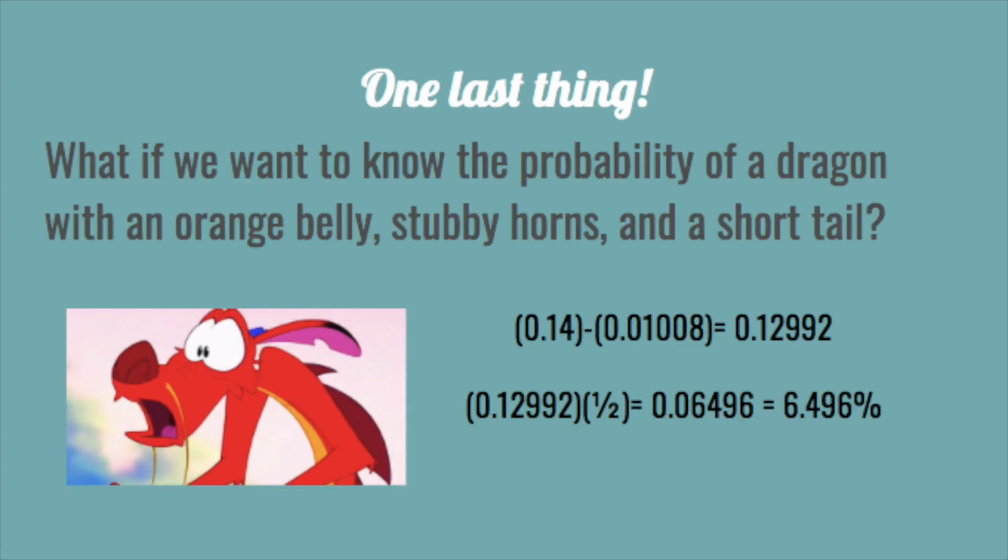What if we want to know the probability of a dragon with an orange belly, stubby horns, and a short tail? Well, we already learned that, and that's a single crossover 2 event. We would multiply the probability of that event happening by 1/2 since there were 2 options of this happening.